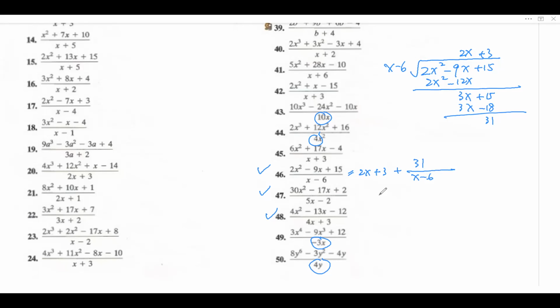Let's see the 47. So 3x squared minus 17x plus 2. Don't hesitate to write this down by yourself with your note. Sometimes people like to work by thinking. It's too complicated by thinking, right? So you have to write down something. So writing down makes it much easier. This is 30 here. 30x.